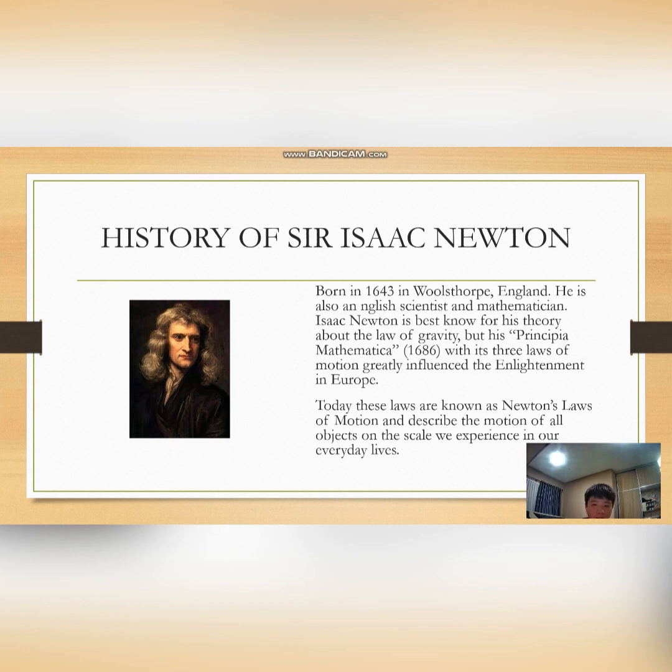Isaac Newton is best known for his theory about the law of gravity, but his Principia Mathematica in 1686, with its three laws of motion, greatly influenced the Enlightenment in Europe. Today, these laws are known as Newton's laws of motion and describe the motion of all objects on the scale we experience in our everyday life.